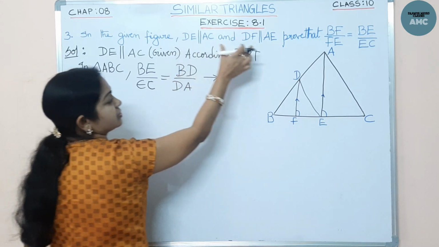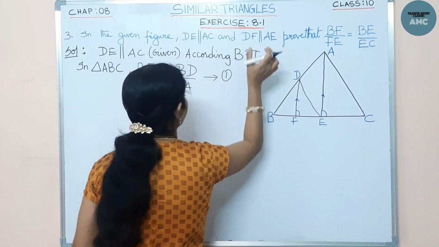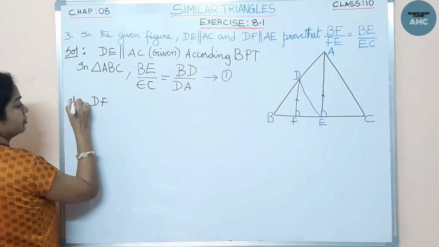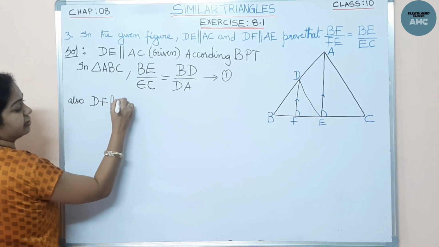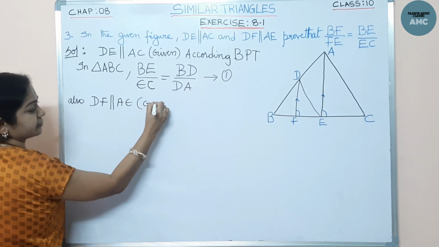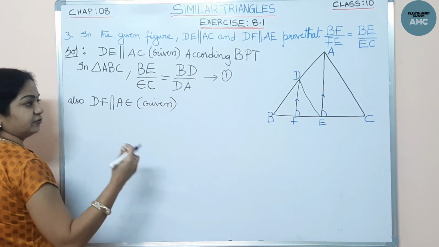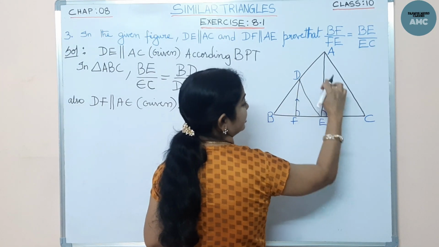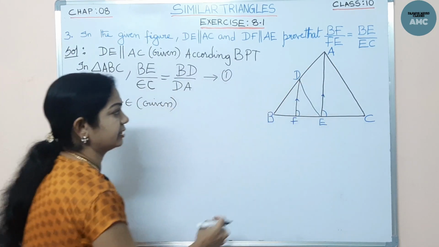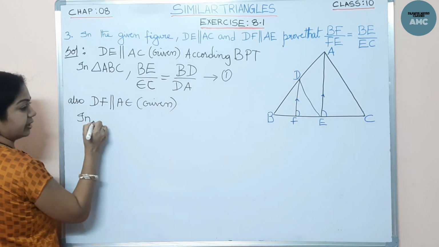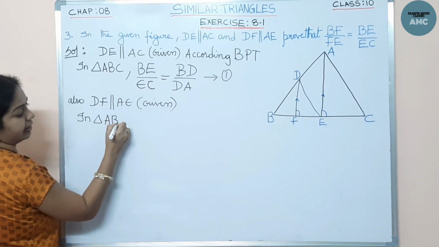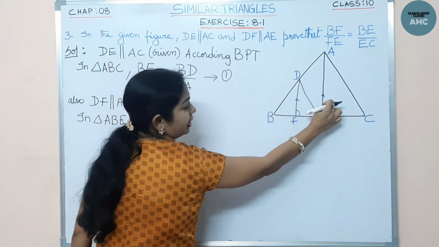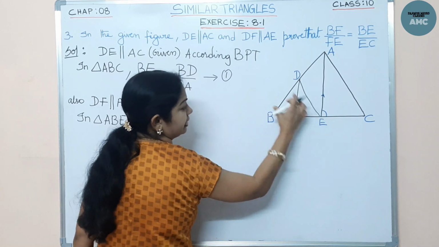Now, another given is also here. DF is parallel to AE. This is also given. So for that we will consider the small triangle here. DF is parallel to AE, so let us consider this triangle, triangle ABE. Now in this triangle, if these two are parallel, then the ratios will be equal, isn't it?